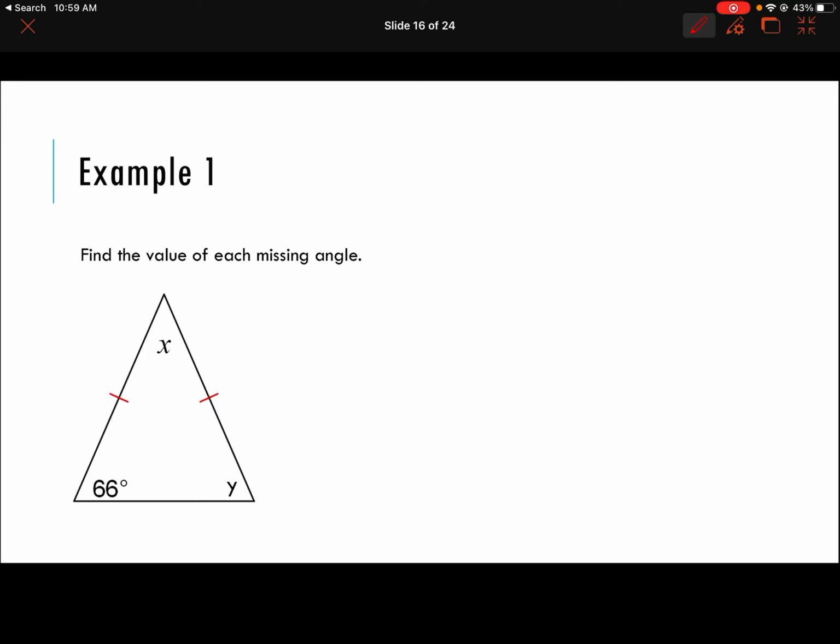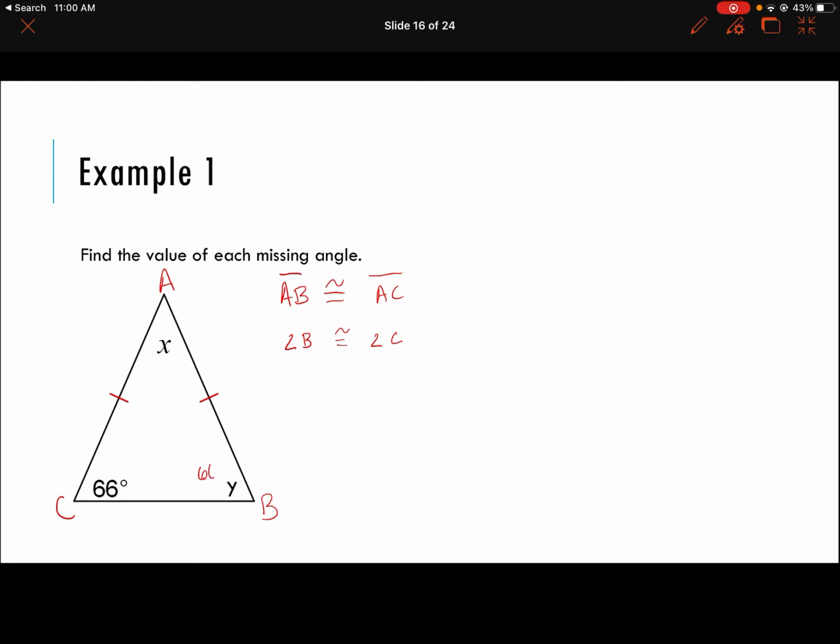So in this first example, we have to find the missing value of x and y. Now, because the triangle is isosceles, we know, let's label our sides. Let's say we have a triangle and we're going to call that A, B, and C. Based on how we labeled our triangle, we know that segment AB is congruent to segment AC. And because of that, we know that angle B should be congruent to angle C.